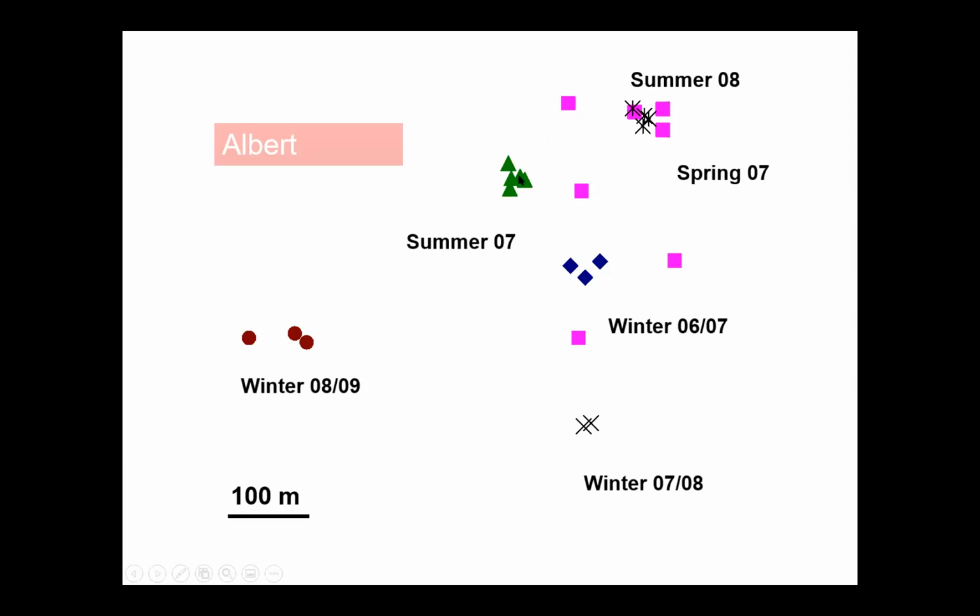Then in the next winter, it's over here. And then the next summer, it's over here. And then the winter here. So that's several years of one squirrel. This is 100 meters for just a scale. So you can see this whole life, this area of about 30 hectares or so.